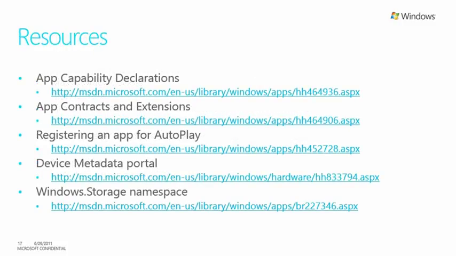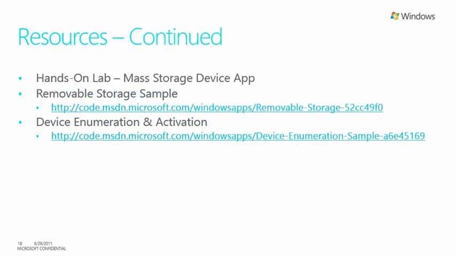So there's a couple pages of resources here. How to declare app compatibility in your manifest. We talk about contracts and extensions. Registering an app for AutoPlay is covered on MSDN. Device metadata portal, where you'd submit all your metadata. And the Windows.Storage namespace is covered in detail on MSDN as well.